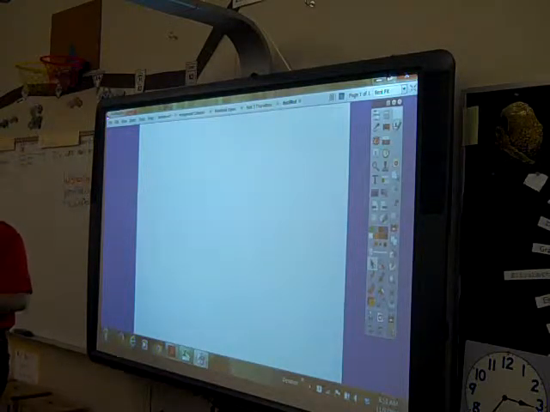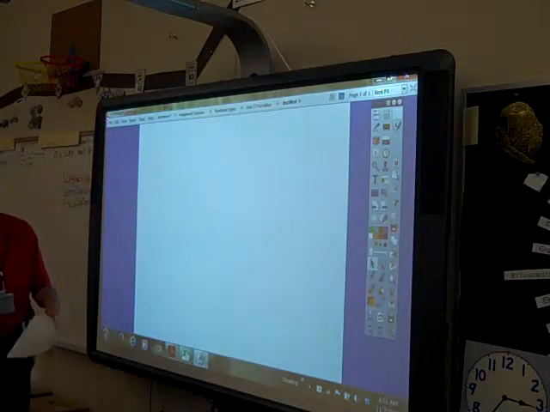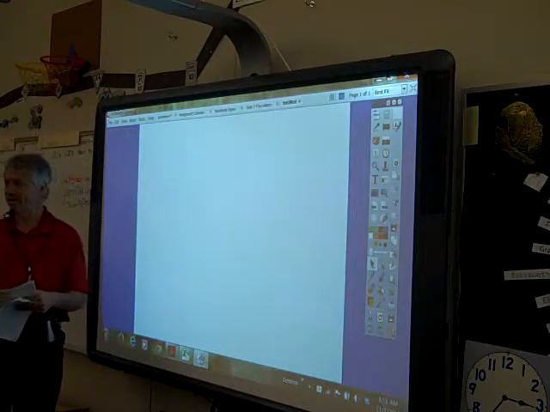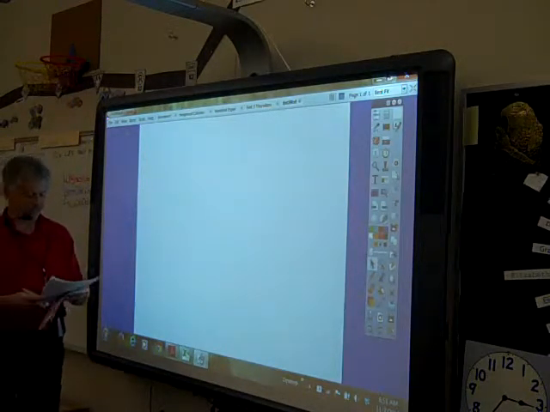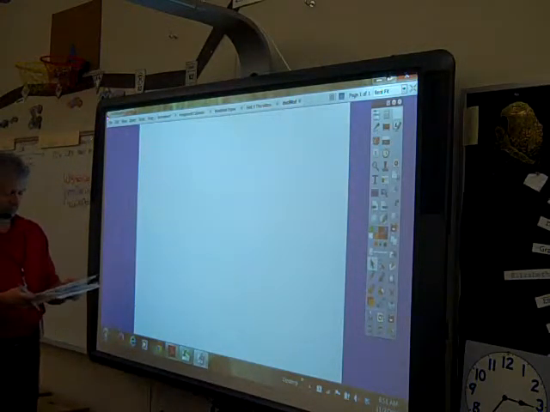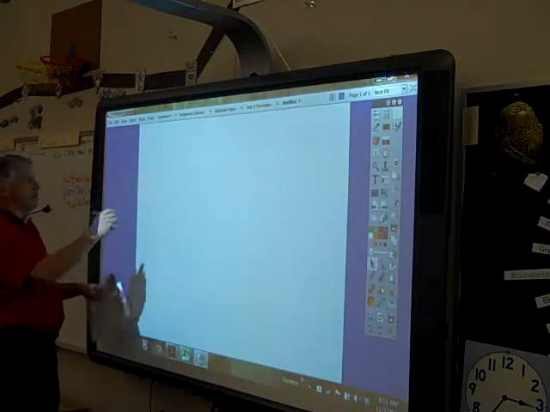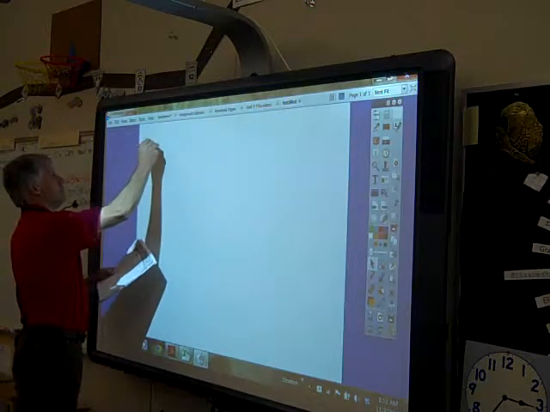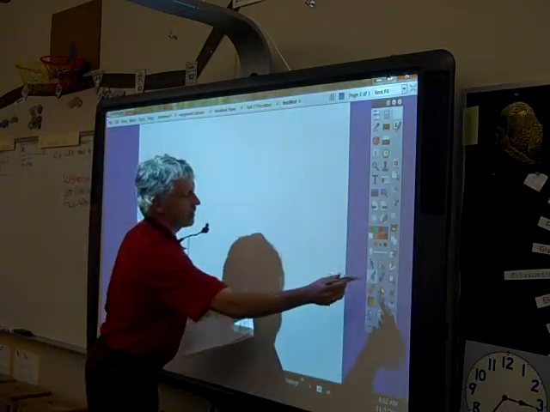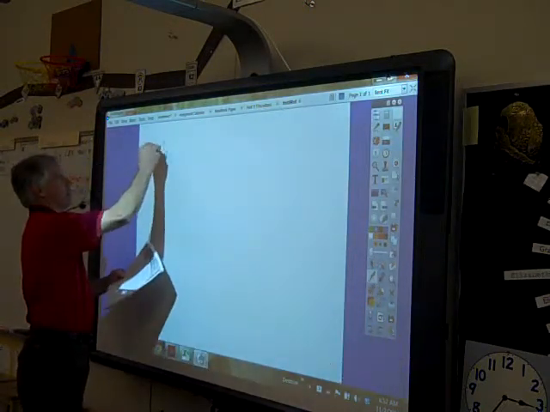What does it take to get a meets on your sentence? What's meeting the standard mean? Elizabeth? No missing periods, no missing capitals, staying on topic, no misspelled words.